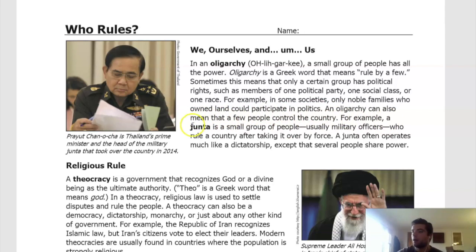For example, a junta is a small group of people, usually military officers, who rule a country after taking it over by force. A junta often operates much like a dictatorship, except that several people share power. And here's a picture over here from someone in the Thai government. Prayut Chan-o-cha is Thailand's prime minister and the head of the military junta that took over the country in 2014.